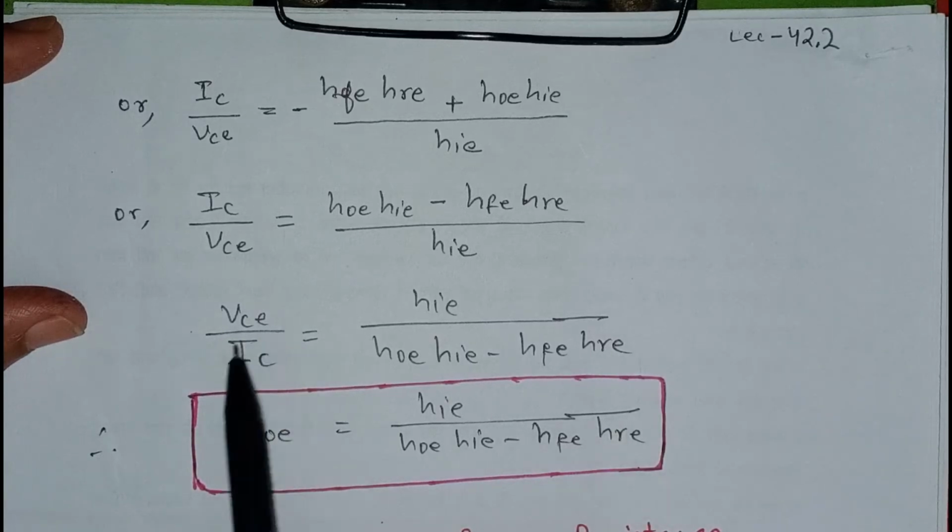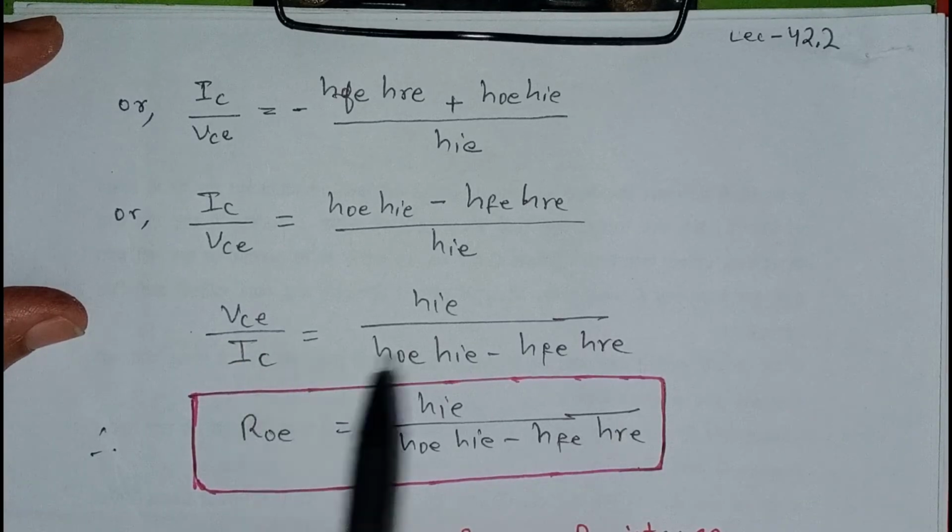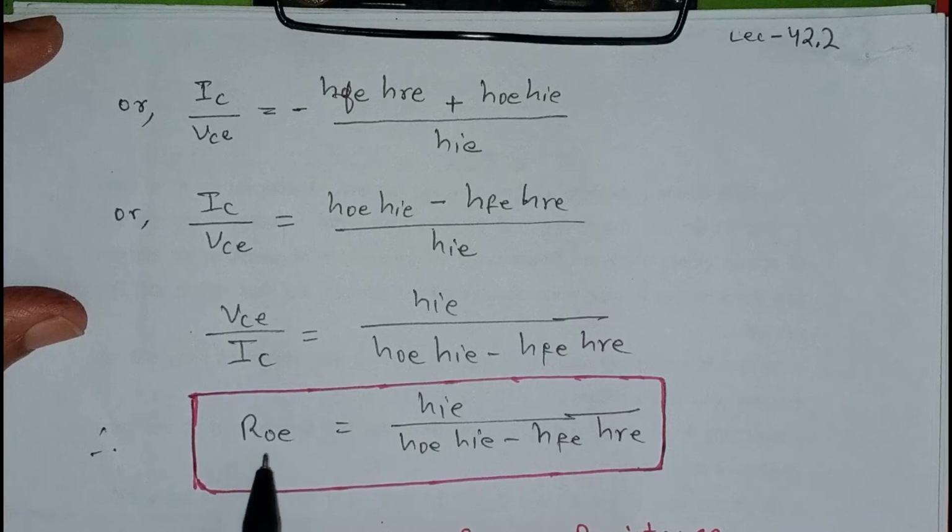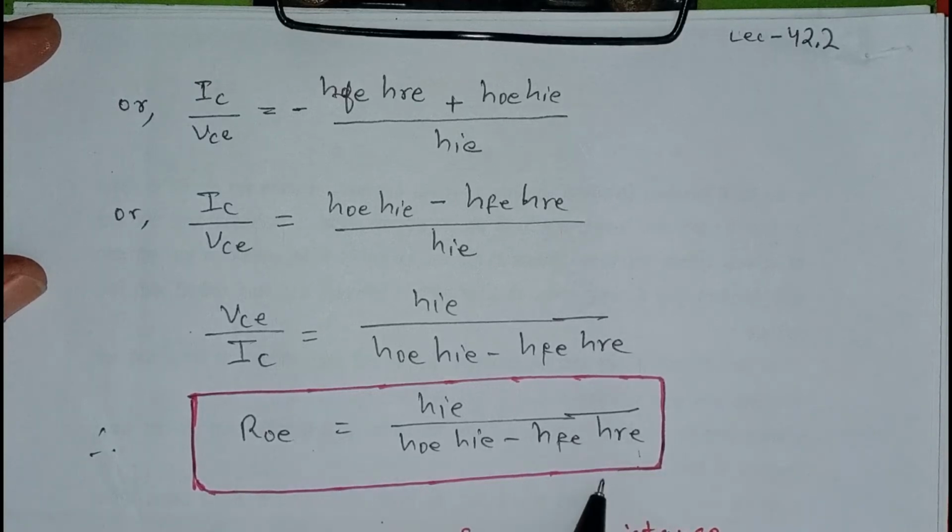Now we know VCE upon IC equals ROE, which means output impedance. So the output impedance will be equal to HIE upon HOE times HIE minus HFE times HRE. So this is the final equation for output impedance.